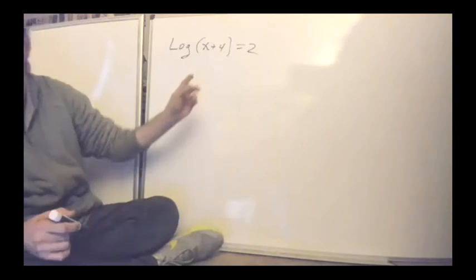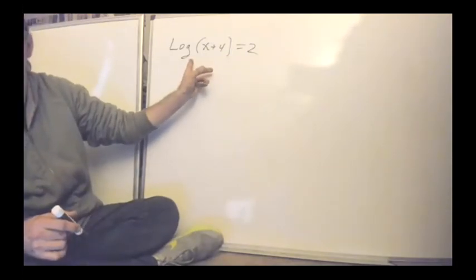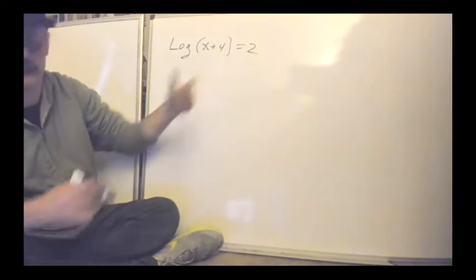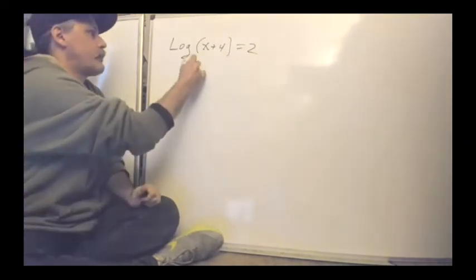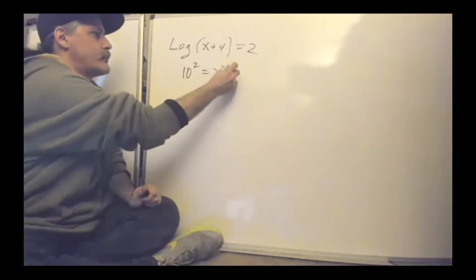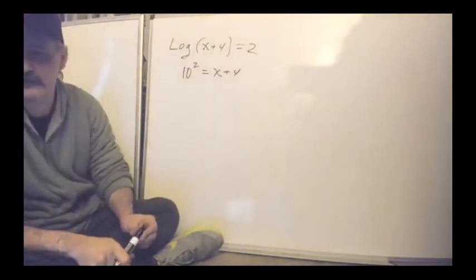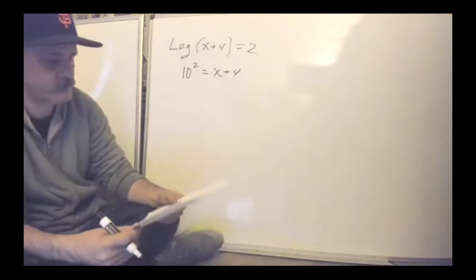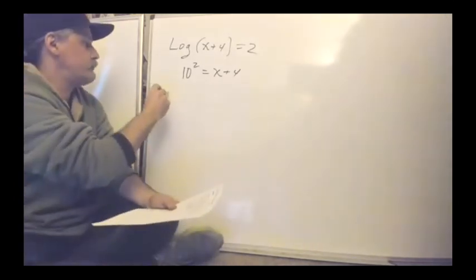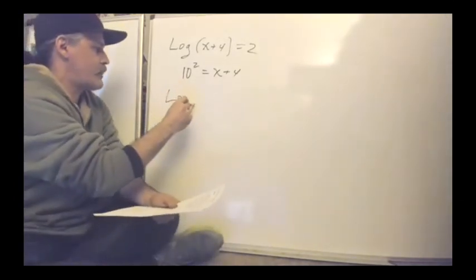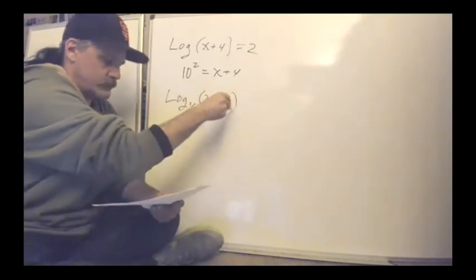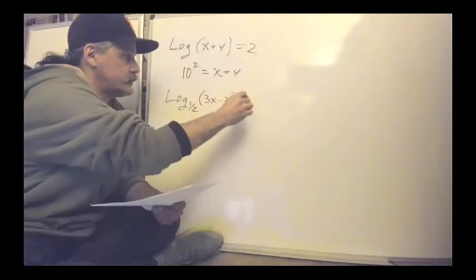Okay, so for this one, understood base is 10, the exponent is 2, the value is x plus 4. Then you just solve that. All right, now the second one. Okay, it's the same problem.